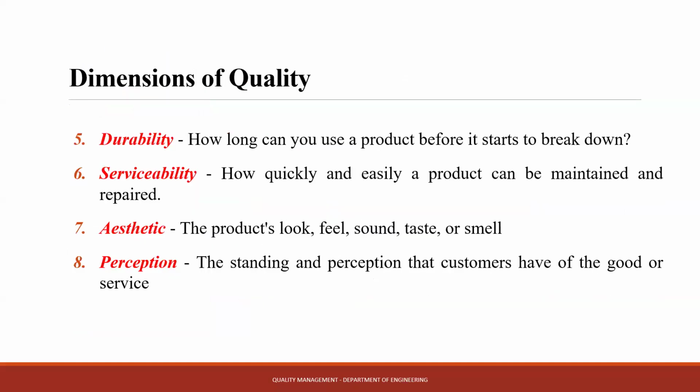And then we have another four dimensions, including durability, serviceability, aesthetics, and perception. Durability means how long you can use the product before it starts to break down, right? It refers to how long you can use that particular product before it starts to break down, right? It shows signs of wear and tear. That is how long you can use it without having any issues. So you can measure the product's lifetime here.